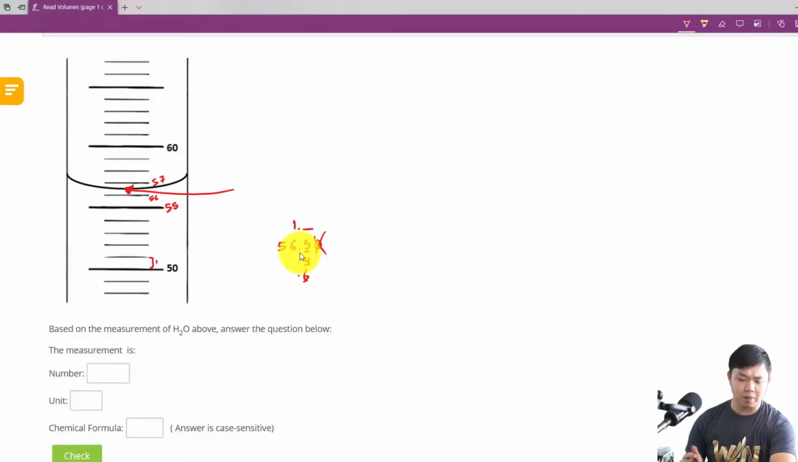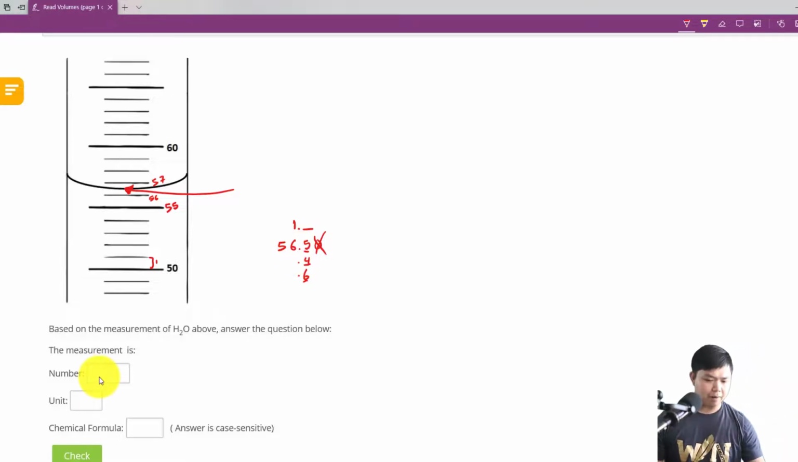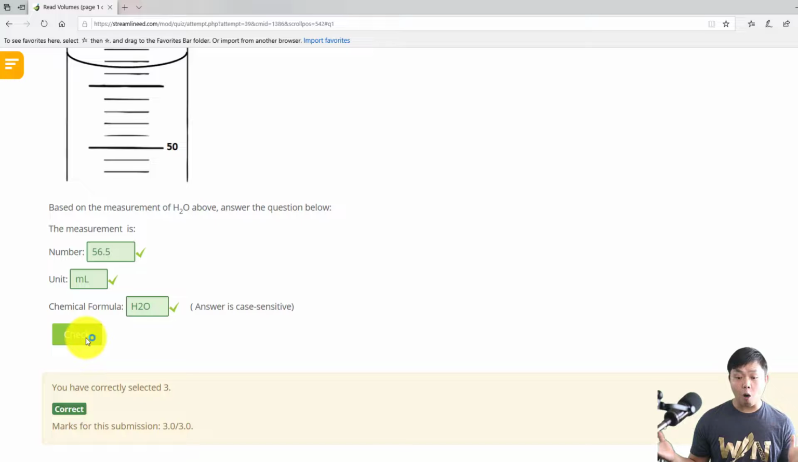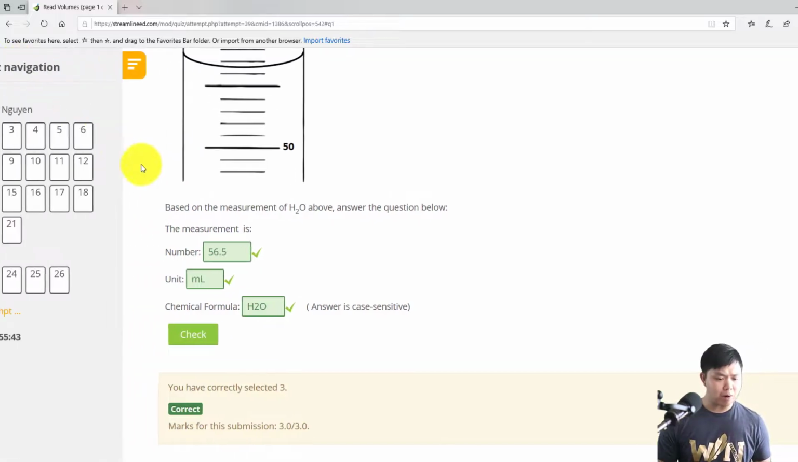So in this case, let's type in our answer. So what do we have? We have 56.5, and what's the unit? The unit for graduated cylinder is always milliliter, okay? And what is this chemical formula? H2O. So let's type this in. 56.5, or you can put 56.6, doesn't really matter, and the unit is mL, milliliter. And then what's the chemical formula? It's case sensitive, H2O, and there you go. That's all we have to do. Now let's go do some more practice problems.